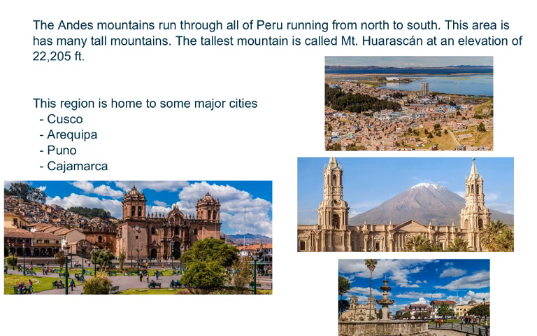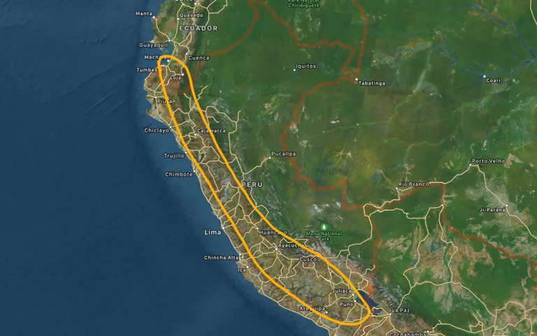The tallest mountain here in Peru is called Mount Huascarán, and it has an elevation of 22,205 feet above sea level. So it is the tallest mountain in Peru. Now, in the Andes, there is another taller one that is found in Argentina, but we'll talk more about that mountain later.